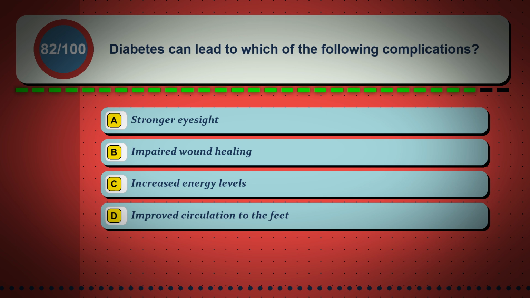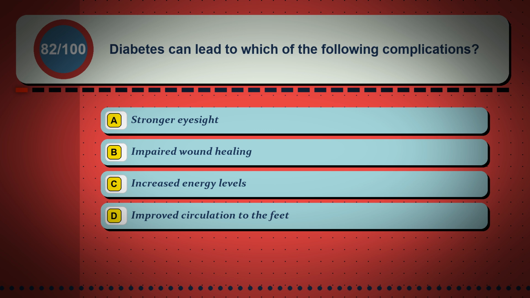Question 82. Diabetes can lead to which of the following complications? Option A, stronger eyesight. Option B, impaired wound healing. Option C, increased energy levels. Option D, improved circulation to the feet.